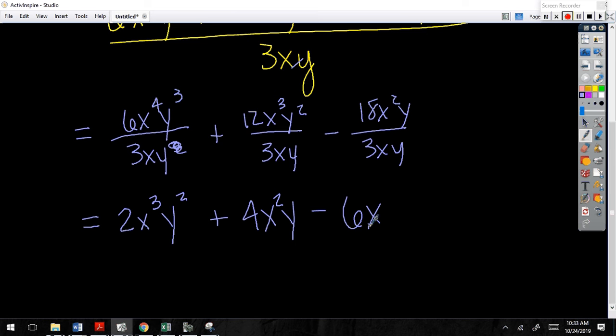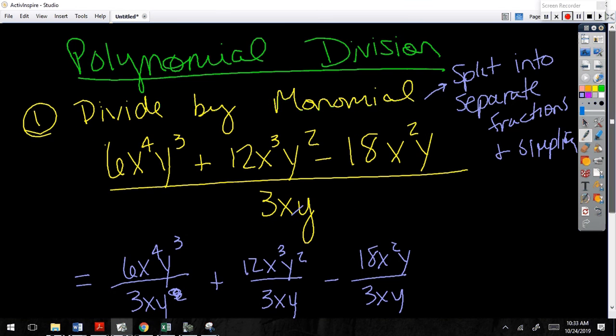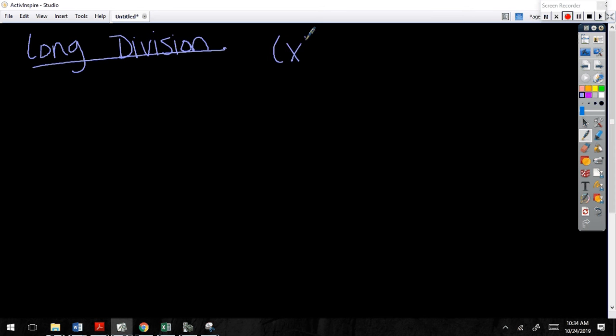This one. All right, that's easy. Let's do long division. All right, so when we have polynomials divided by polynomials, let's say that I have x squared plus 3x minus 40 divided by x minus 5.